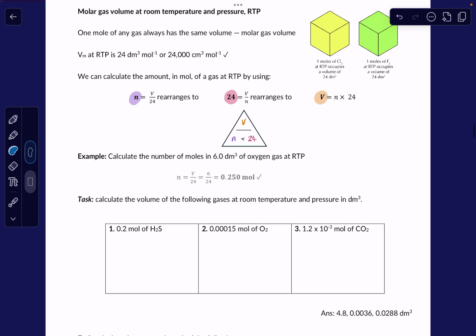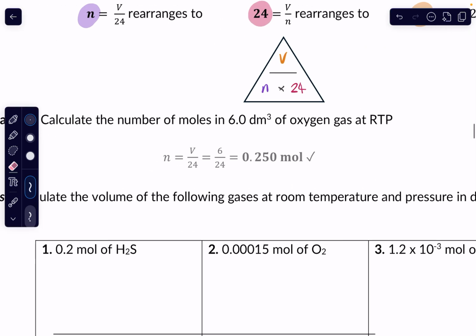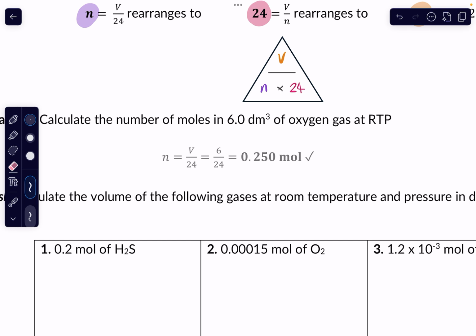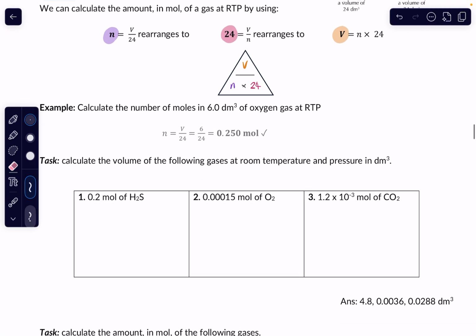To calculate the number of moles in 6 decimeters cubed of oxygen gas at room temperature and pressure, that's what we're going to have to do. In order to do that, we want the moles, so that's the amount of stuff, in 6 decimeters, that's the volume, at room temperature and pressure, and we know that it occupies that space of 24 decimeters. Which means the moles is just going to be moles equals volume over 24. The volume is 6. 6 divided by 24 is 0.250 moles. mol is the units. Really straightforward.